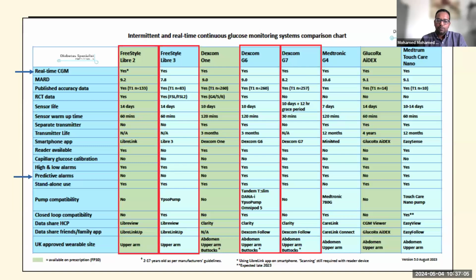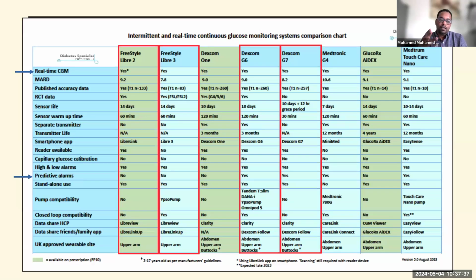Predictive alarms, which we talked about. So not all of them have that. As you can see, Dexcom 6 and 7 do have it, Libre 2 and Libre 3 do not have these features. As I say, some patients prefer to have alarms, and some patients prefer not to have alarms because it's just too many alarms, overwhelming to them, especially when you run hypo overnight and it just beeps on your head at 3 a.m. or 4 a.m. in the morning.